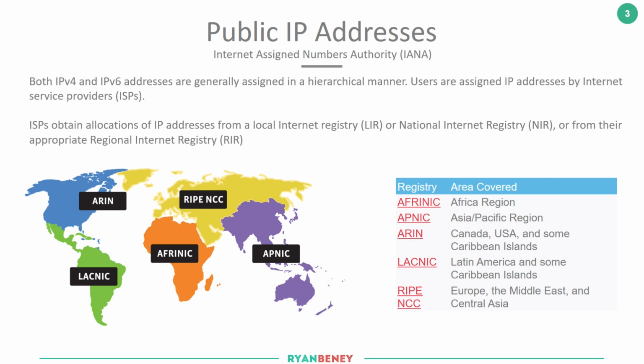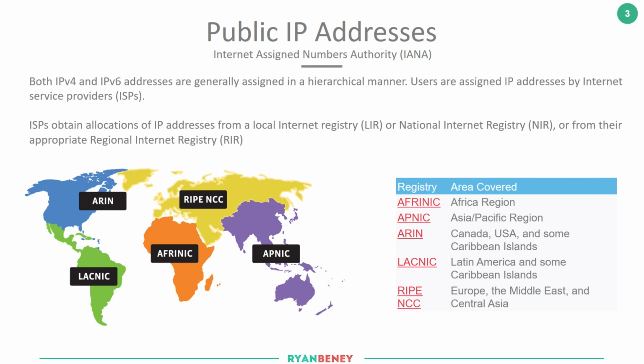Users are assigned IPs normally by their ISP, which is what we just discussed, and ISPs normally get their IPs from local internet registries, LIR, or national internet registries. But more commonly, IPs are assigned from the Regional Internet Registry, the RIR. You can see from the map just below, different registries covering different areas.